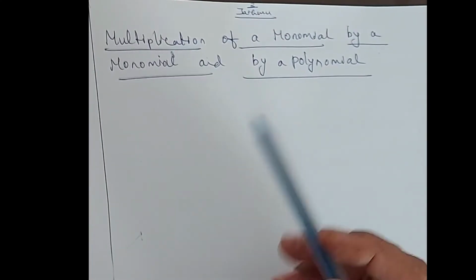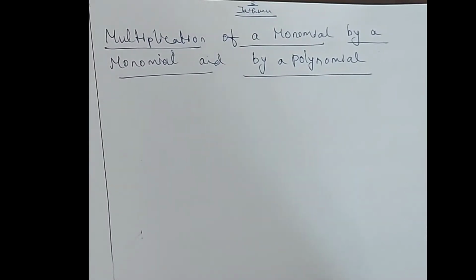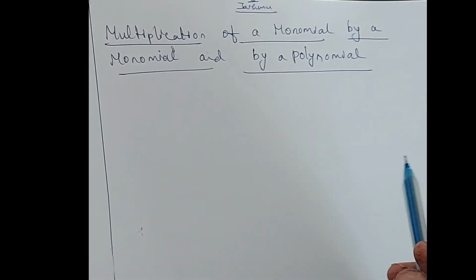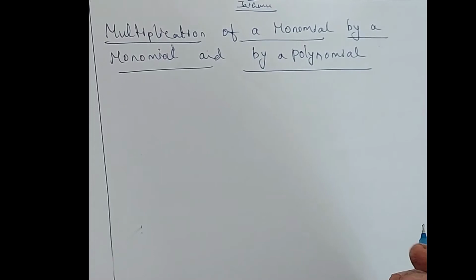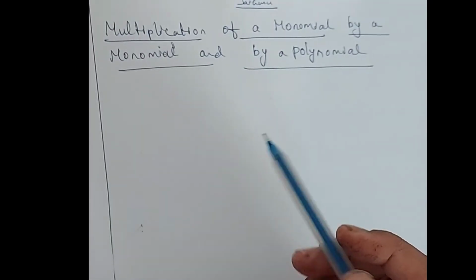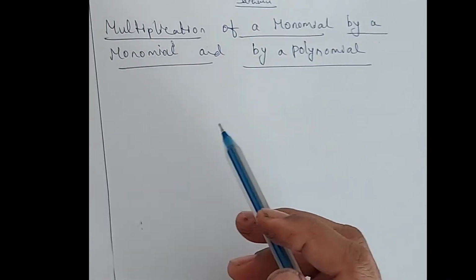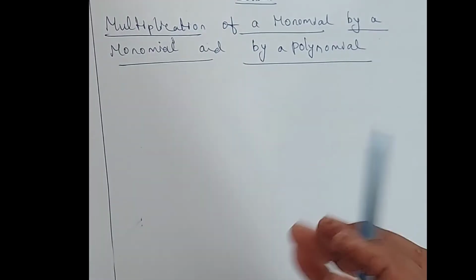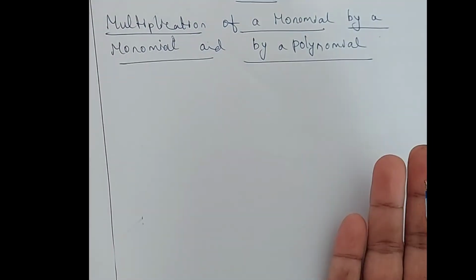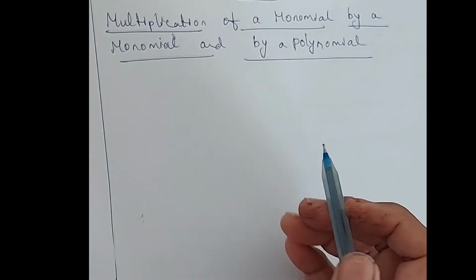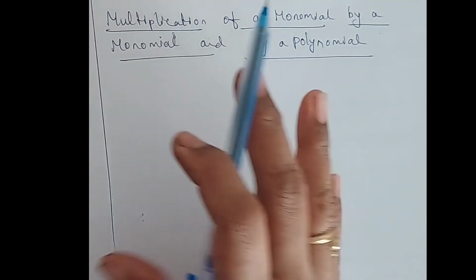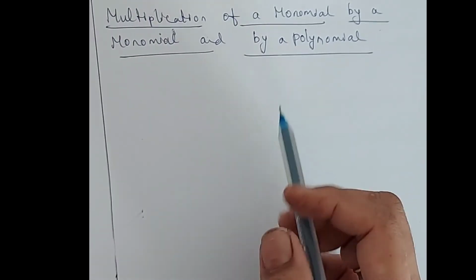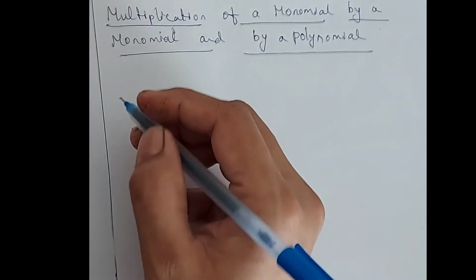In today's video we are going to see the multiplication of a monomial by a monomial and a monomial by a polynomial. Again, we are going to see this in the algebra chapter. When we multiply a monomial by a monomial, first we multiply the coefficients and then we multiply the algebraic parts of the monomials. Even if you multiply a monomial with a polynomial, in that also we will first multiply the coefficients of the given expression and after that we will multiply the algebraic parts. Let us see with an example.